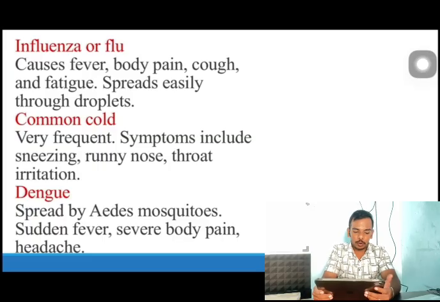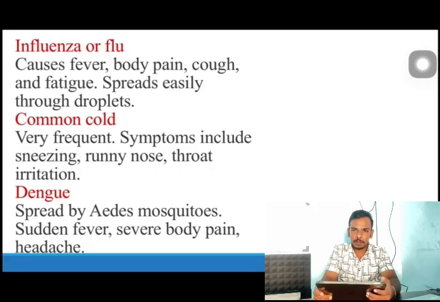Then the common cold. A frequently occurring disease, the common cold is very common in this winter season, and many people are suffering from it. What are the symptoms of the common cold? Symptoms include sneezing, a running nose, and throat irritation. Your throat is getting irritated continuously, your nose is running, and sneezing is there continuously.